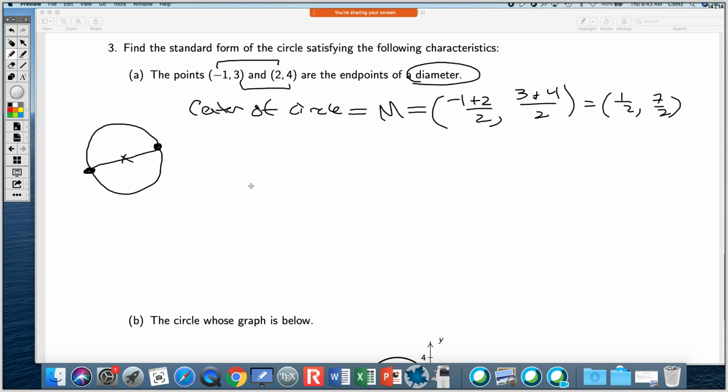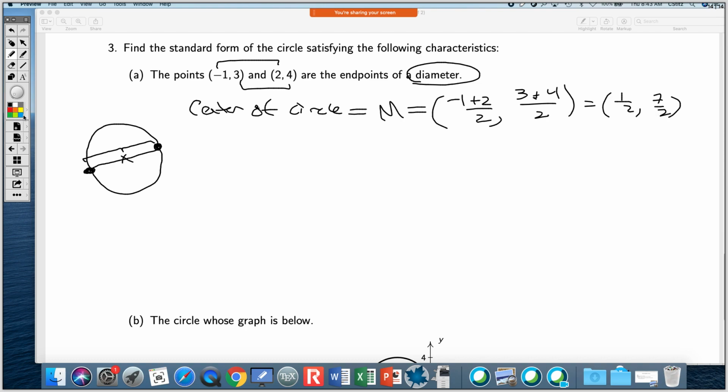Okay, boom. I've got the center. Now what else do I need? I need the radius. Well, what's the radius? The radius is the distance from the center to any point on the circle. So one way I could get the radius is take either of these points and find the distance to the midpoint.